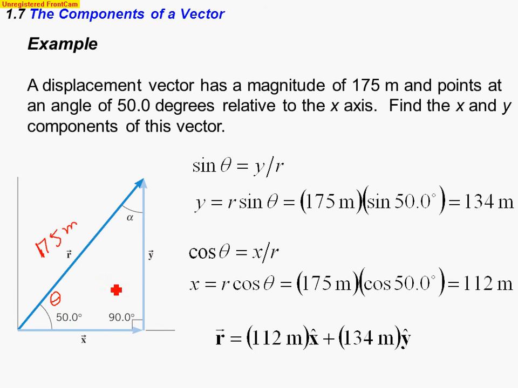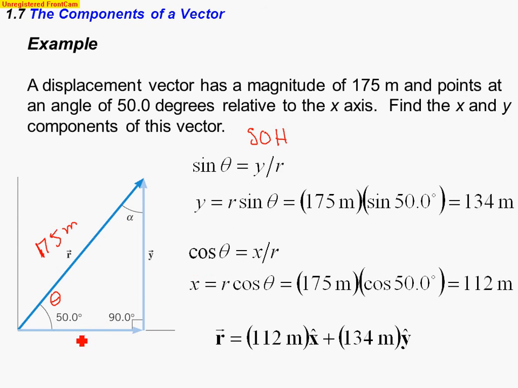So to find the sides, we go back to SOHCAHTOA. We have one angle and one side that's known, and this is a right triangle. As long as you know one angle and one side, then you can find the other sides and the other angle for that matter. To find y, we would use sine. Remember, sine equals opposite over hypotenuse. So the sine of 50 would be y divided by 175, y divided by r. That gives us 134.